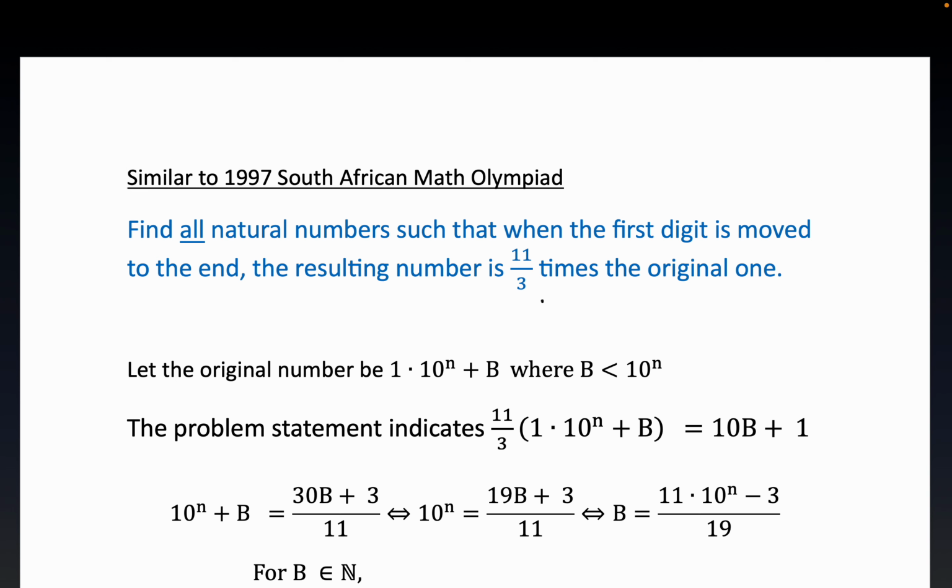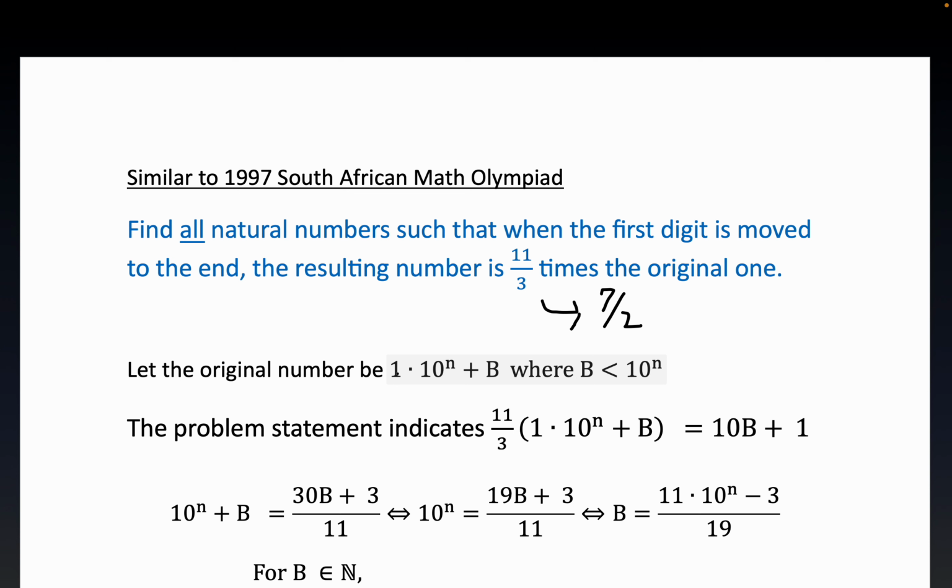Problem from this 1997 South African Math Olympiad. I don't know what problem number it was, but I'm using a slightly different constant here. They use 7/2. I'm using 11/3 just to change it up a little bit. Same idea. Now, this original form is kind of important. We need to write it like this.